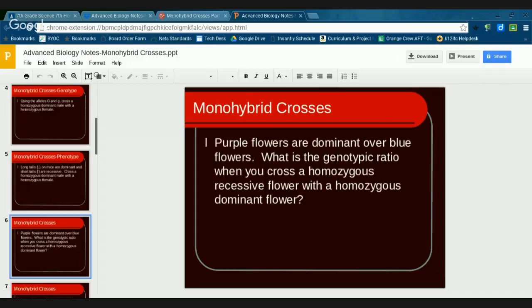Okay, now we're going to start doing the ratios. I won't necessarily read this one. Go ahead and set up your Punnett square and do the crossing, and I'll pause for a moment. Do that, and then we'll come back and do the genotypic ratio here in just a second.